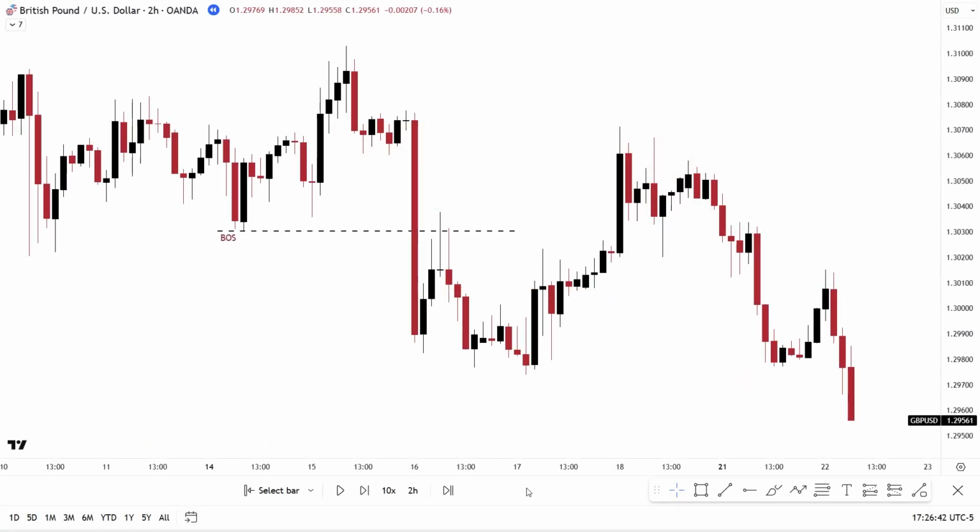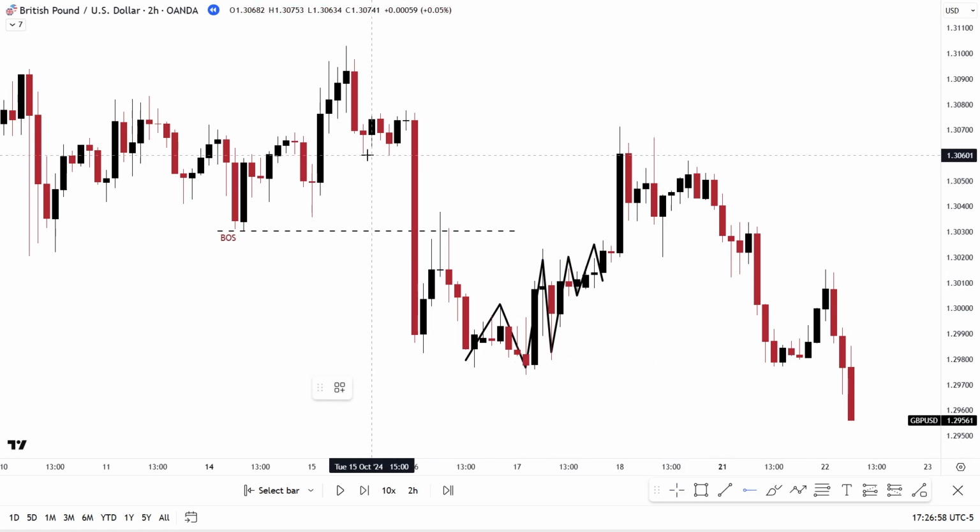So let's take a look at this compressive pullback. So here you have your breakup structure. And what do you have here? You have your compressive profile. So you have this sideways consolidation. Price got tighter. Now let's locate our shelf.